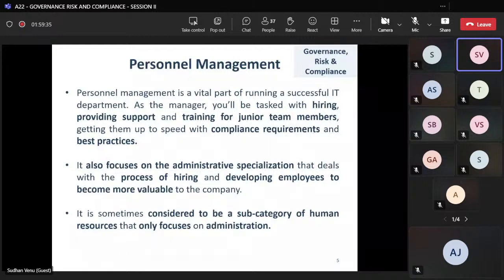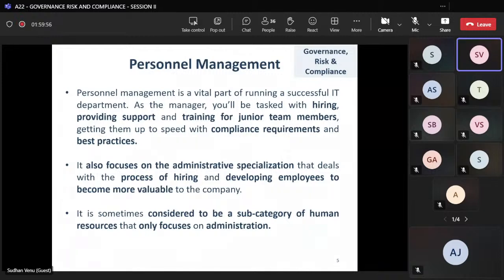As a manager, I will take on the task of hiring, providing support, and training for junior team members, and getting them up to speed on the compliance requirements and best practices of personal management. It also focuses on the administrative specialization that deals with the process of hiring and developing employees to become more valuable to the company.